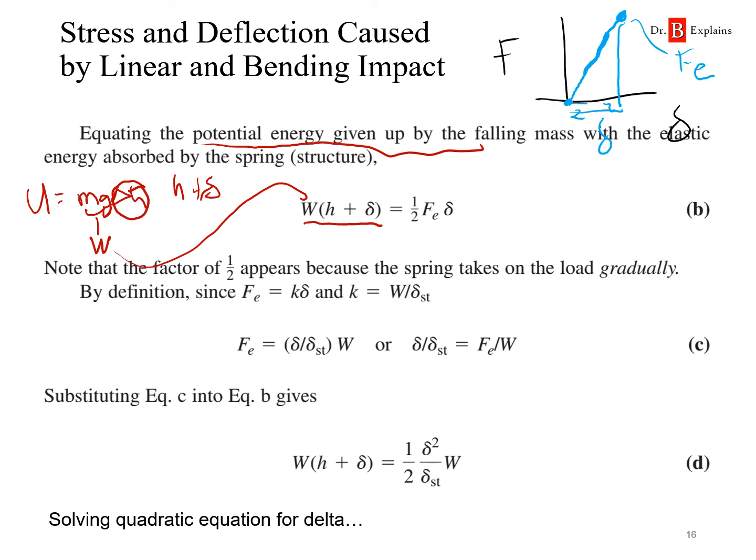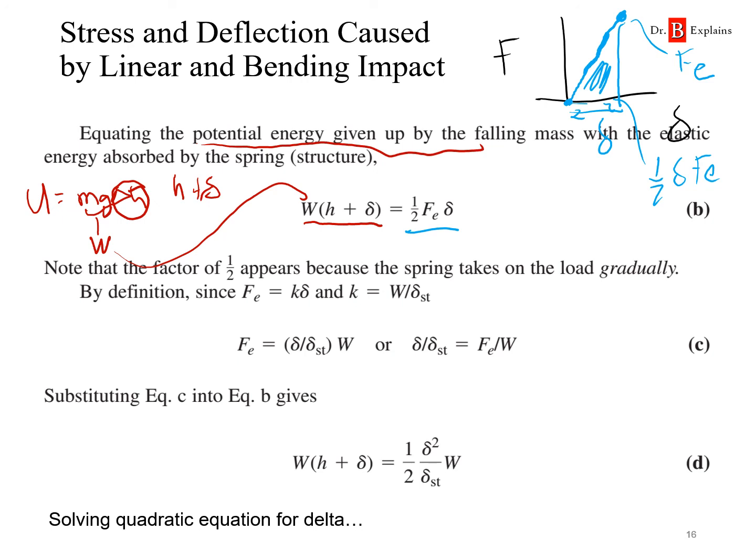Now, the energy absorbed in the spring is the area underneath the curve. Hopefully you remember that from materials. So in this case, the area, which is just this over here, is the area of the triangle: 1/2 the base, which is delta, times the height, which is Fe, right? 1/2 Fe delta. That's this part over here.